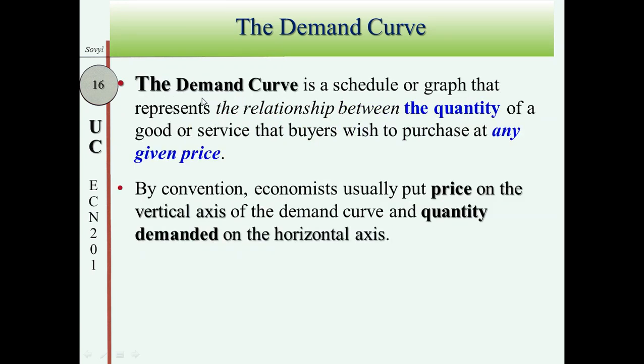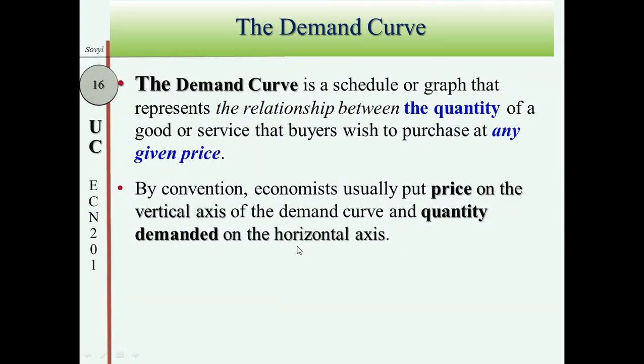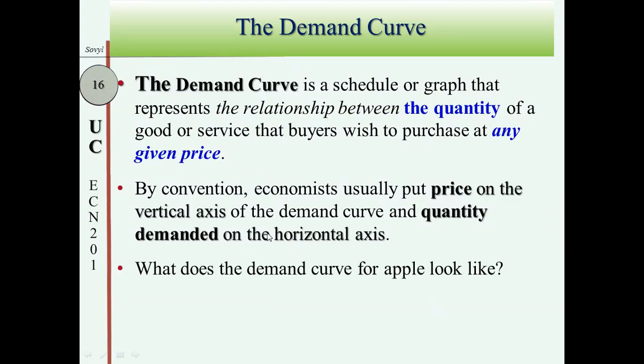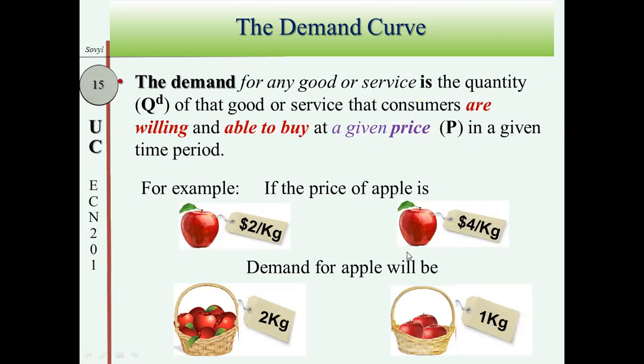What is a demand curve? A demand curve is a schedule, a graph that represents the relationship between the quantity of goods and services that buyers wish to buy, wish to purchase, at any given price. At any given price, what does it mean? It's a schedule. A schedule is not only one, maybe 2, 3, 4. Or a graph is not only 1 point, many points. But based on this one, I got 2 points. This 1 point, this 1 point.